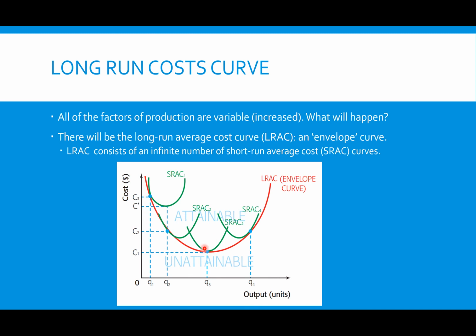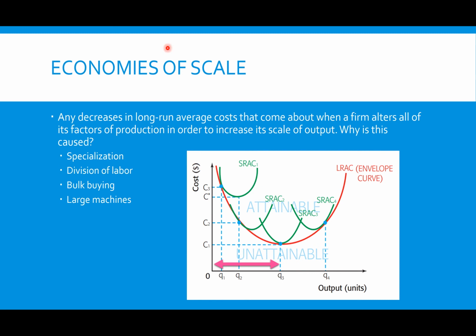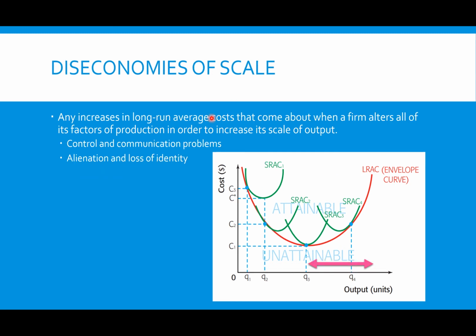However, after that, even if the business increases their factors of production, they're no longer lowering the average cost, but now they're increasing their average costs. So this is why LRAC is first decreasing and then increasing. Well, why does this decreasing and increasing happen? This is because of economies of scale and diseconomies of scale.